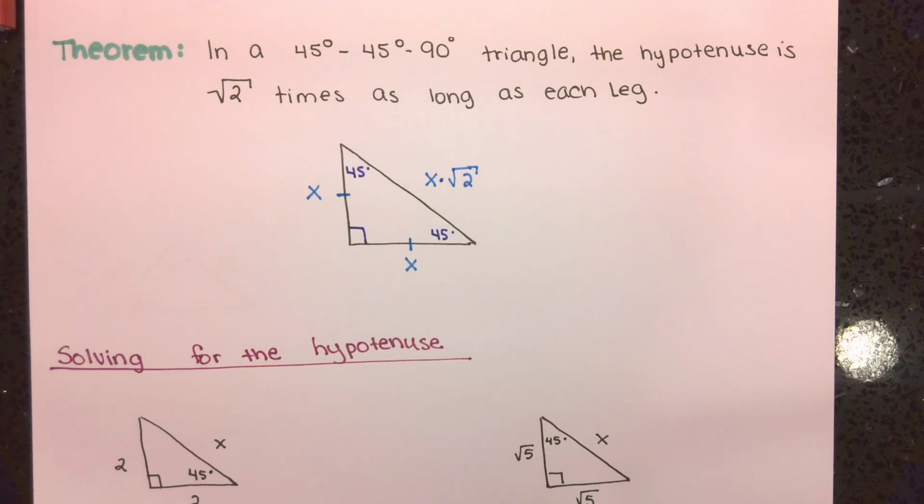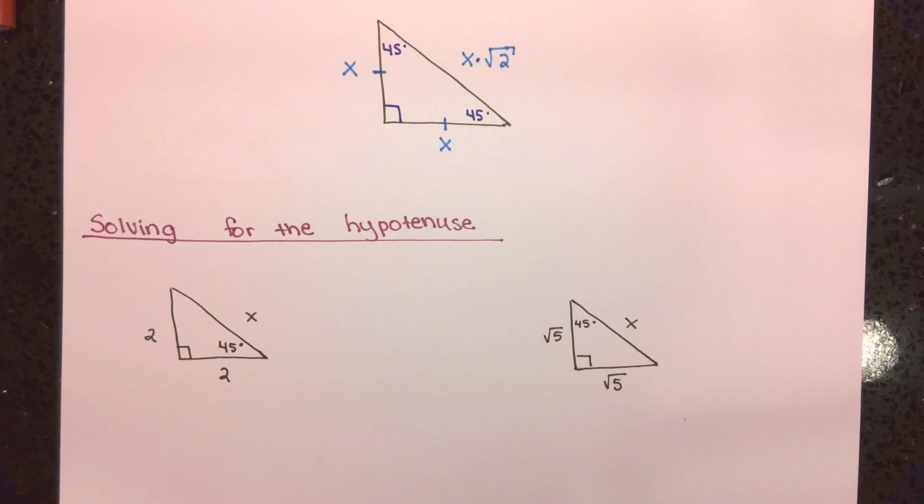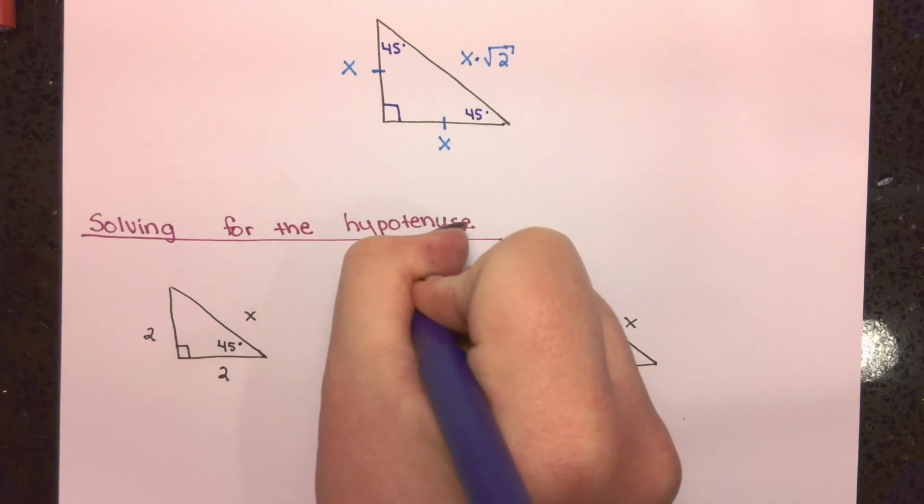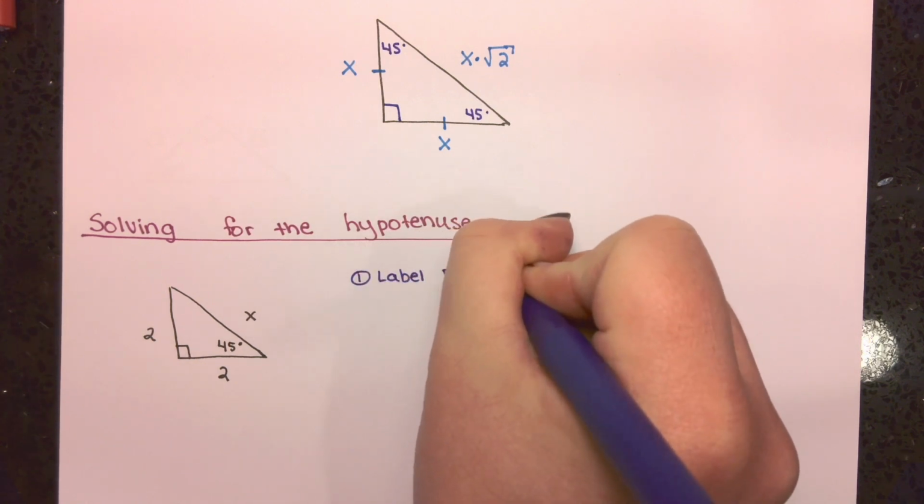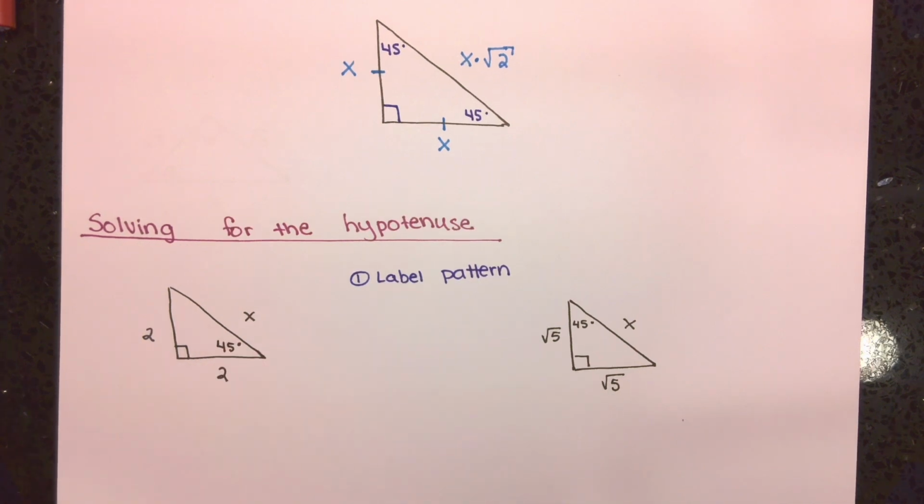So how does it work and how do we do this? Let's say we are solving for the hypotenuse. First thing I want you to do is label with the pattern. So what is our pattern? Now there is an X already here. If you want to change it to a different letter, that's fine.